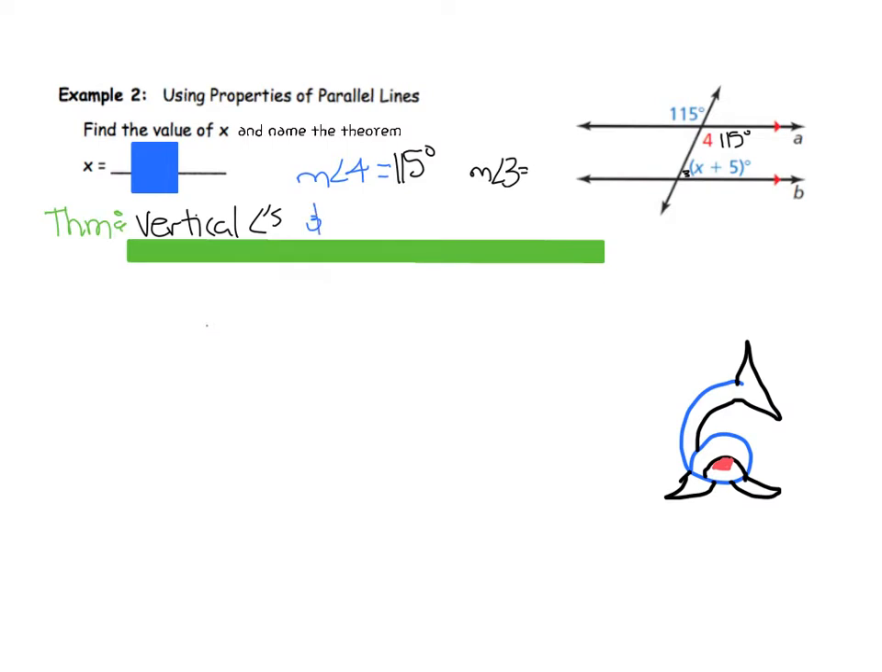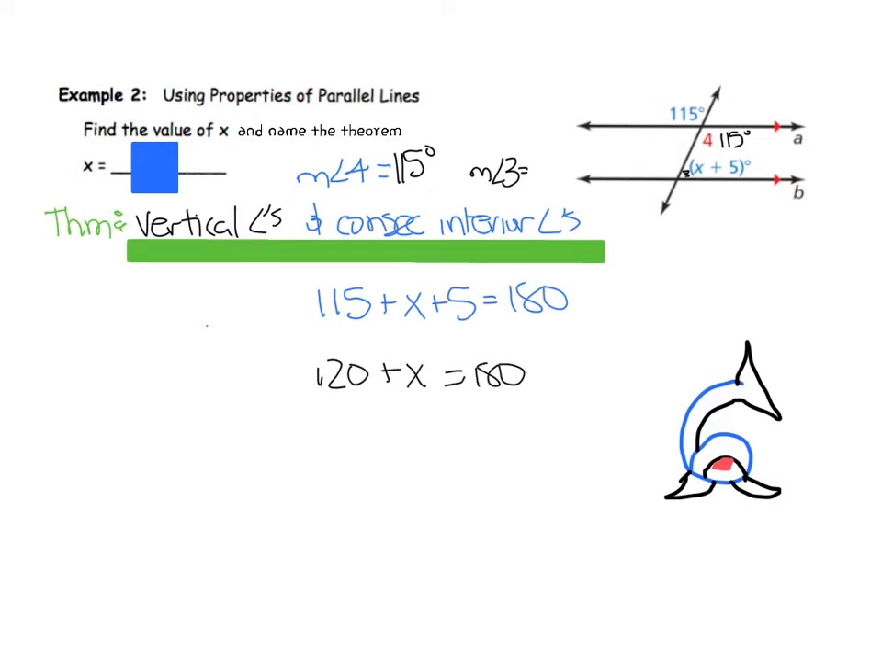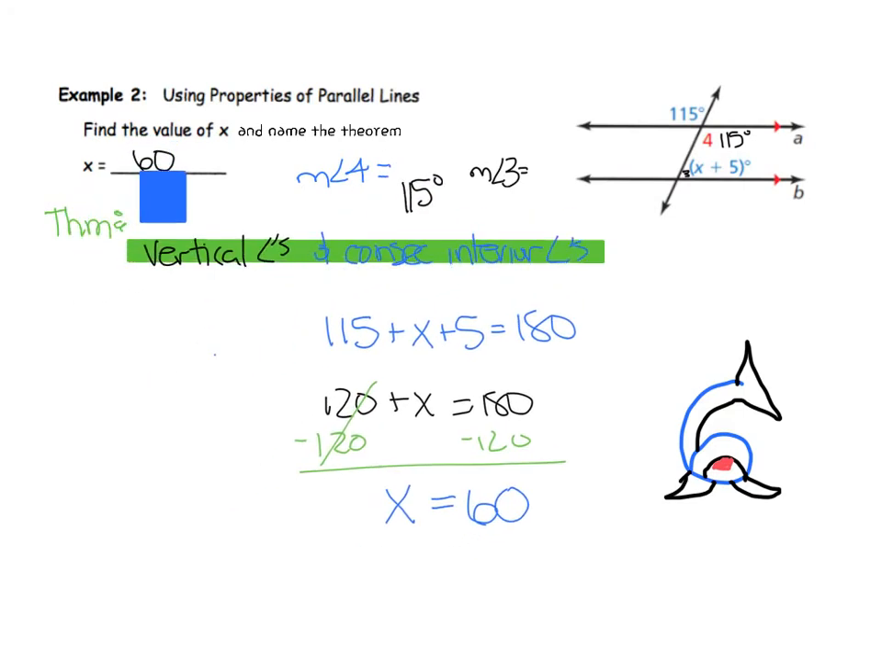So our second theorem that we're using is consecutive interior angles. Okay? And we're establishing that 115, because that's what angle 4 is, plus x plus 5 would have to equal 180 degrees. So we're going to solve here. Combine like terms. 115 plus 5 gives me 120 plus x equals 180. We have to subtract 120 from both sides. That cancels out. We get x by itself, which is what we want. 180 minus 120 leaves us with 60. So x is 60.